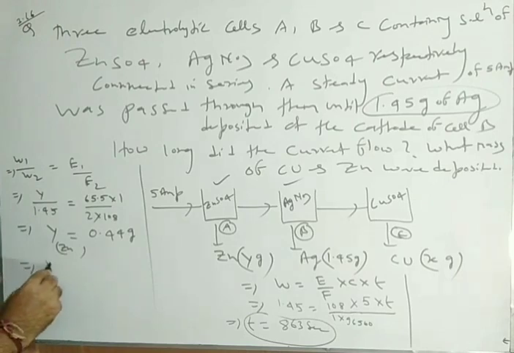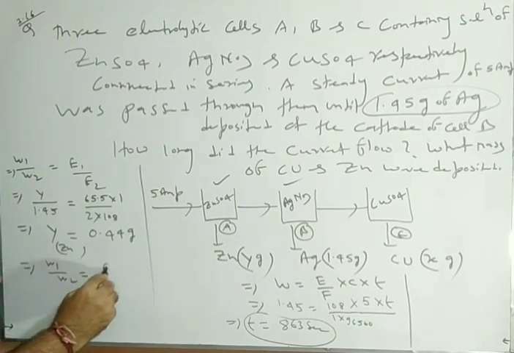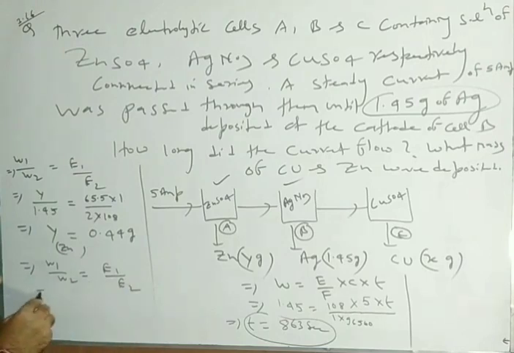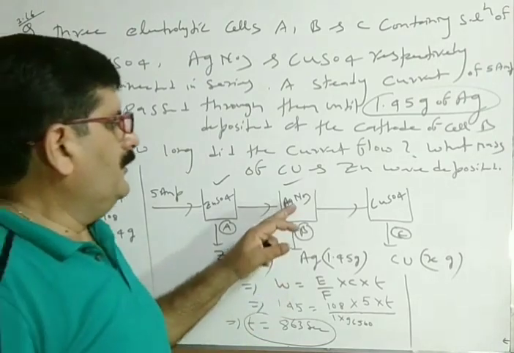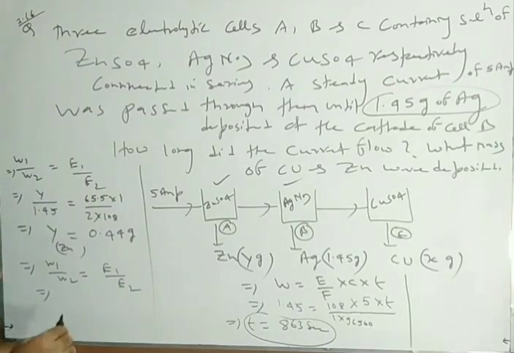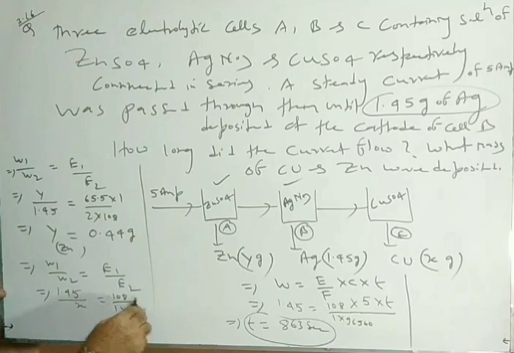Similarly, W1 by W2 is equal to E1 by E2. If we consider cell B and C, 1.45, this one X, E1 is equal to 108 by 1, and the weight of copper, atomic mass 63.5 by 2. If we solve, we get the value of X, that is 0.426 gram. That is the weight of copper deposited.